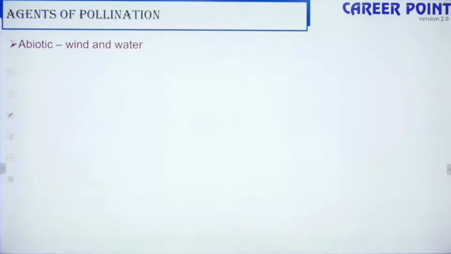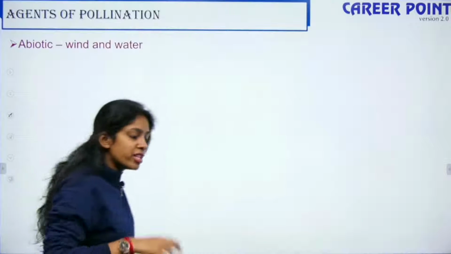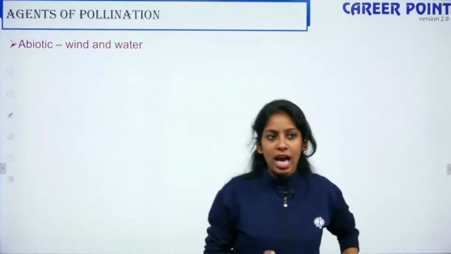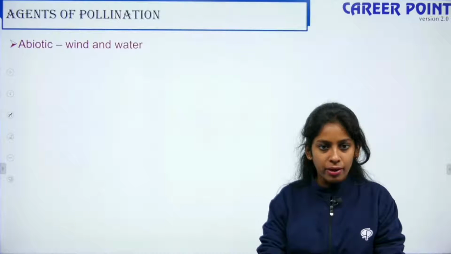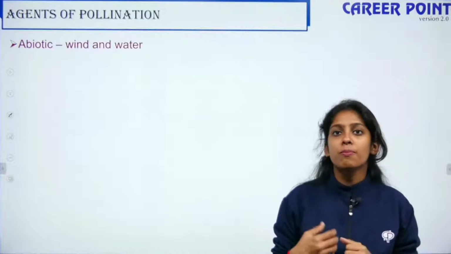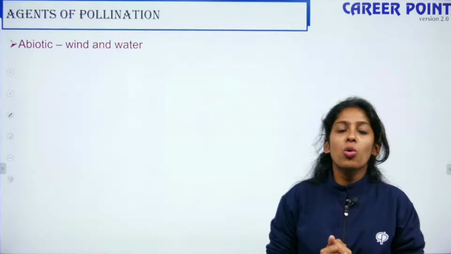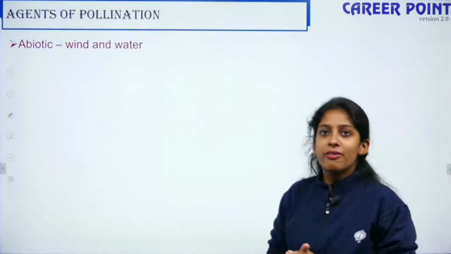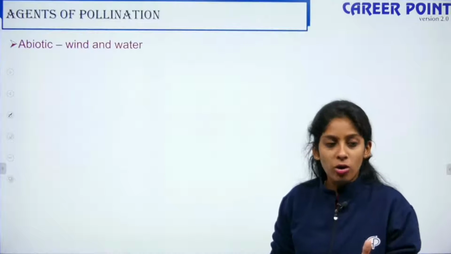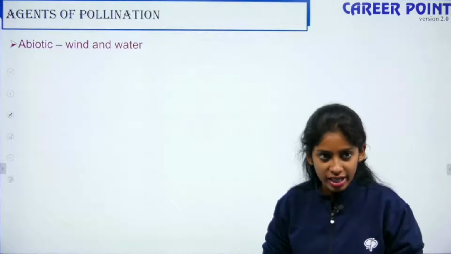So what are the agents of pollination? Wherever there is cross-pollination happening in nature, right? If we assume that cross-pollination is happening, who are the agents that support cross-pollination? Who are the agents that help in pollination? The agents are divided into two types. One is the biotic agent, the other one is the abiotic agent.